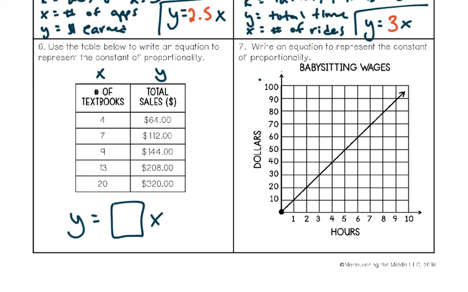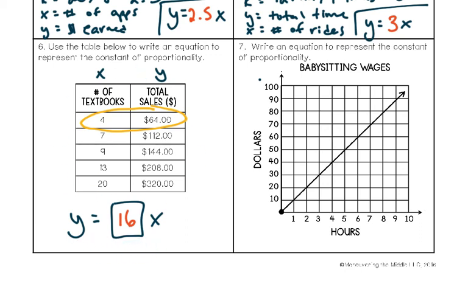So we need to find the unit rate. You can do that by taking any point in the table and dividing the Y value by the X value. When I take 64 divided by 4, I got 16. So 16 is my unit rate. So the rule for the amount of money you make from the number of textbooks is y equals 16x. That's why this is the equation for my table. It'll always be in the form y equals the unit rate times x. So y equals 16x is the rule for this proportional relationship.